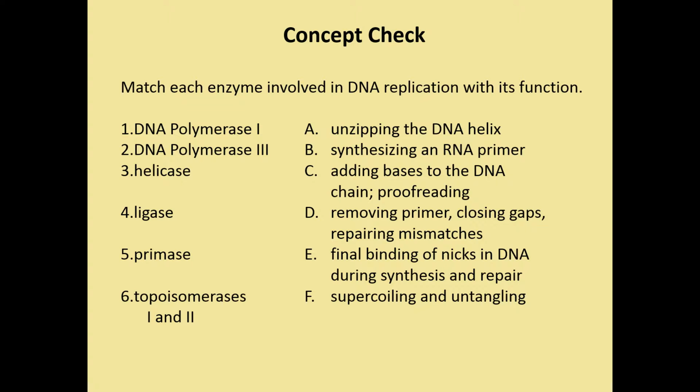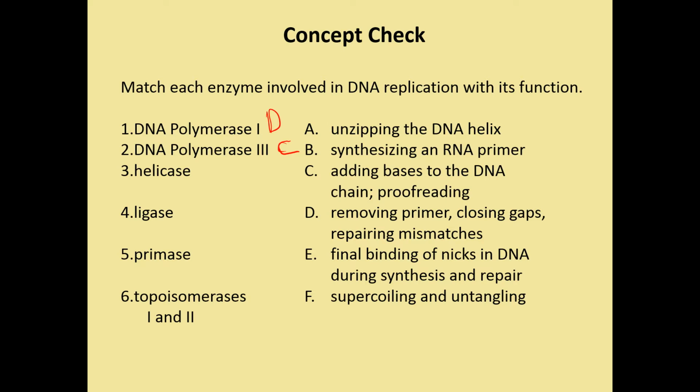Well, DNA polymerase 1 is involved in removing the RNA primer, aids in closing gaps, and also has a proofreading ability so it can repair mistakes. So this is D. DNA polymerase 3. Its job, in this case, is to add bases to the DNA chain. It also has a proofreading ability. So that's C.